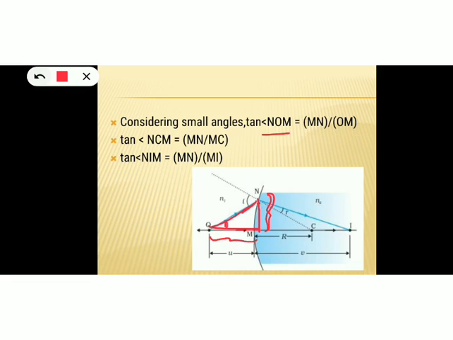Now consider the second triangle. Which is the second triangle considered here? Triangle NCM. This is our second triangle. And here we are considering this angle, angle NCM. Which is the opposite side of this angle? Opposite side is NM. And which is the adjacent side? Adjacent side is CM. So tan of angle NCM will be opposite side by adjacent side, that is MN by MC. So that is written here.